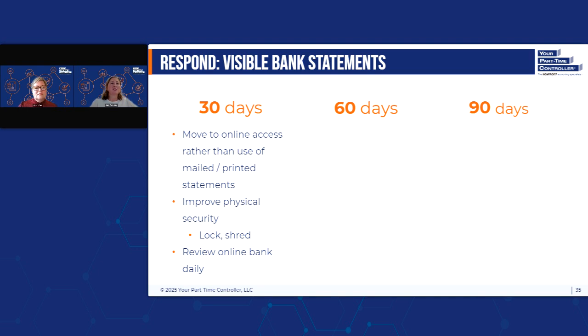So all those things you just mentioned, improving physical security, moving to online access, that can all be tackled in the first 30 days to reduce this risk. Then within 60 days, we'd want to ensure that monthly review and reconciliation of the bank statements to the accounting records is happening. Reviewing bank statements is really key to spotting fraud, especially in small organizations where one person might handle everything: paying bills, depositing checks, recording transactions, and reconciling the account. Even if duties aren't fully separated, a careful review of the bank statement can help catch red flags.